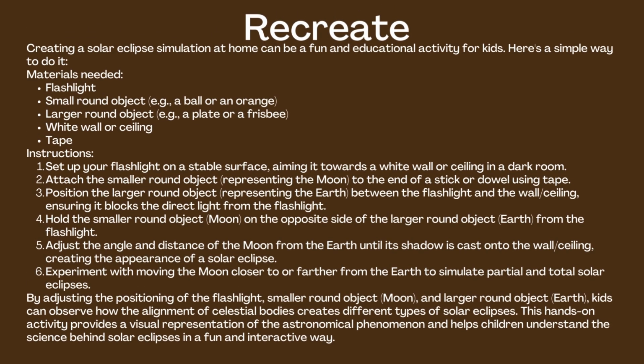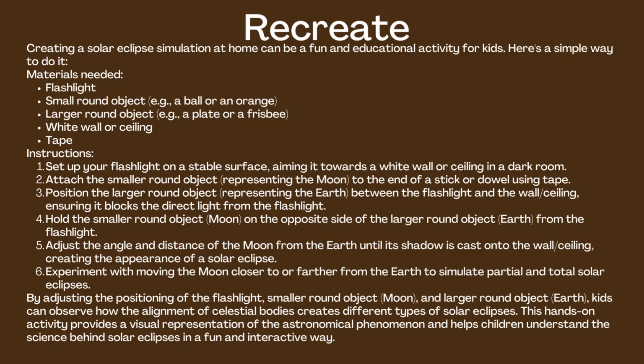You can create a solar eclipse simulation at home. It can be a fun and educational activity for your kids. Here's a simple way to do it. First of all, you would need a flashlight, a small round object, and a big round object, tape, or a string. If you have a white wall, it's better, or else any light colored wall works.